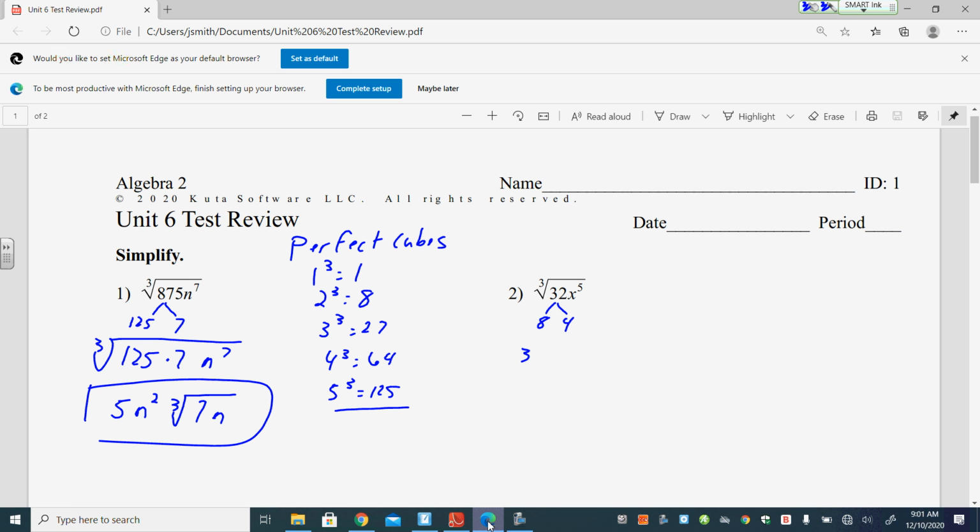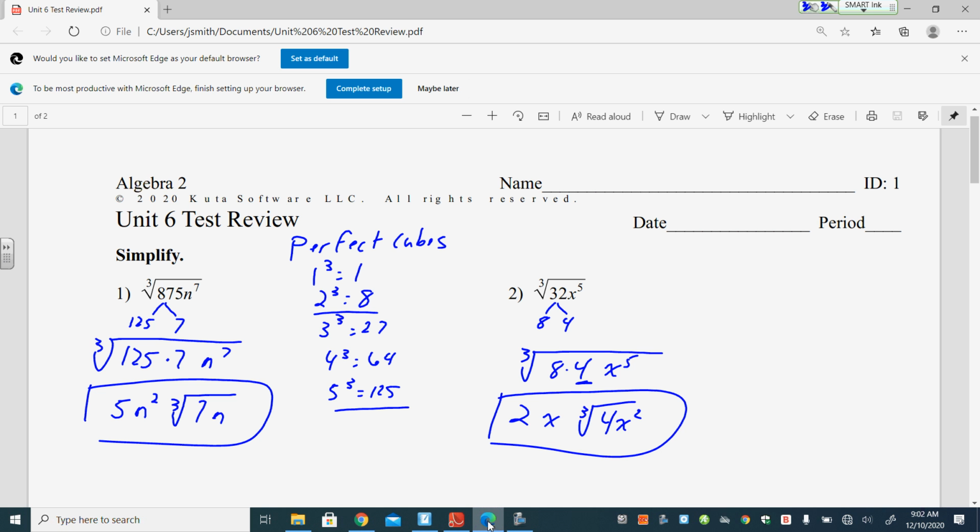Do the same concept. So I get the cube root of 8 times 4 times x to the 5th. The cube root of 8 is 2, where 4 is the remainder. Now, the big mistake here is students want to say the cube root of 4 is 2, but that's the square root. So do realize the 4 would be the remainder. And then 3 goes into 5 one time with a remainder of 2. So I have x squared left in the radical. And there you go.